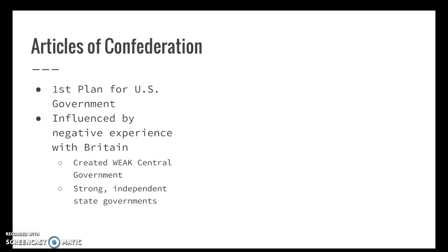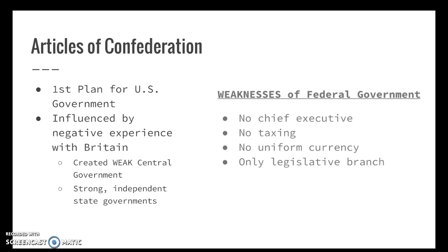So what the Founding Fathers did at first was create a weak central government with very strong, really independent state governments that are almost like 13 separate little countries that were just loosely connected. While we understand where they were coming from, creating a weak central government has a lot of problems. It created a lot of weaknesses for the federal government. The problem was they made the federal government too weak.